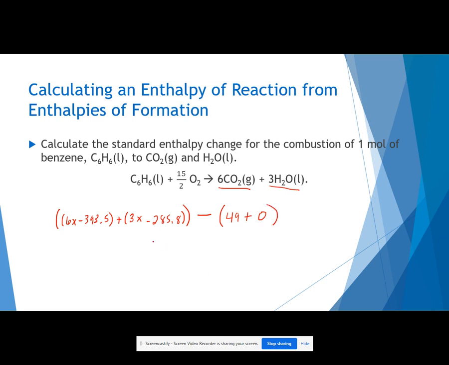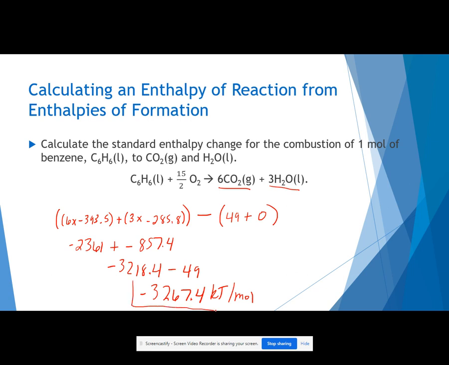So let's go ahead and solve for this. If you do 6 times negative 393.5, you get about negative 2,361, plus 3 times negative 285.8, you get negative 857.4. When you add that, you get negative 3218.4, minus the 49 we have over here, which gets you your answer of negative 3267.4. Now the unit you are going to use is kilojoules per mole, or kilojoules.